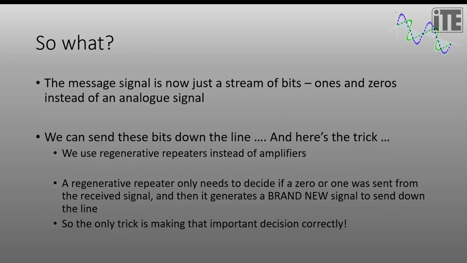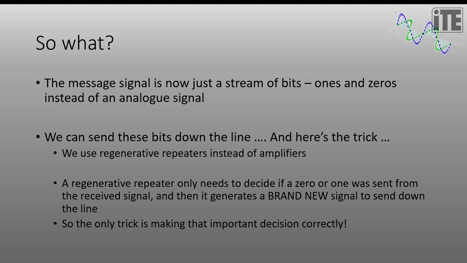So the message signal, once we've quantized it, once we've digitized it, is now just a stream of bits, 1s and 0s, instead of an analog signal. And we can send these bits down the line. And here's the trick. Here's how we overcome that issue that we had with analog transmission. Now what we do is we use what's called a regenerative repeater instead of an amplifier.